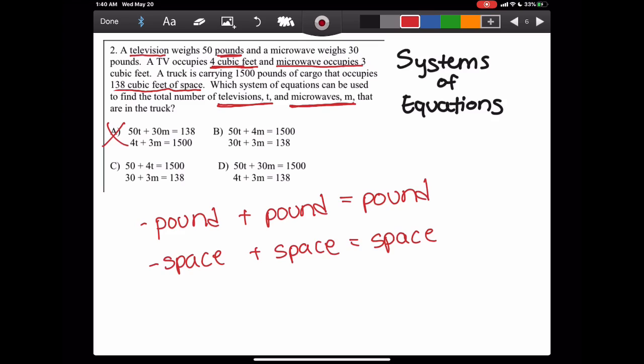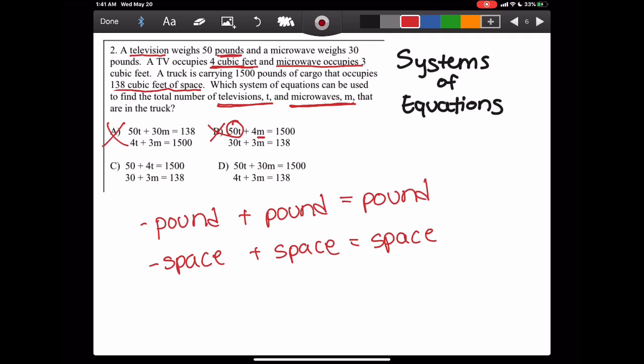Let's look at B here. 50T plus 4M equals 1,500. This just looks off. 50 pounds is associated with TV. That checks out. But if we're talking about 50 pounds of TV, we must be adding it to pounds. And we're adding it to what looks like space, because we're adding it to 4M, which is saying 4 cubic feet of microwave, and that doesn't check out because the amount of space that a microwave takes up is 3 cubic feet. This whole equation just doesn't make sense. So we know that B is not going to be the right answer.